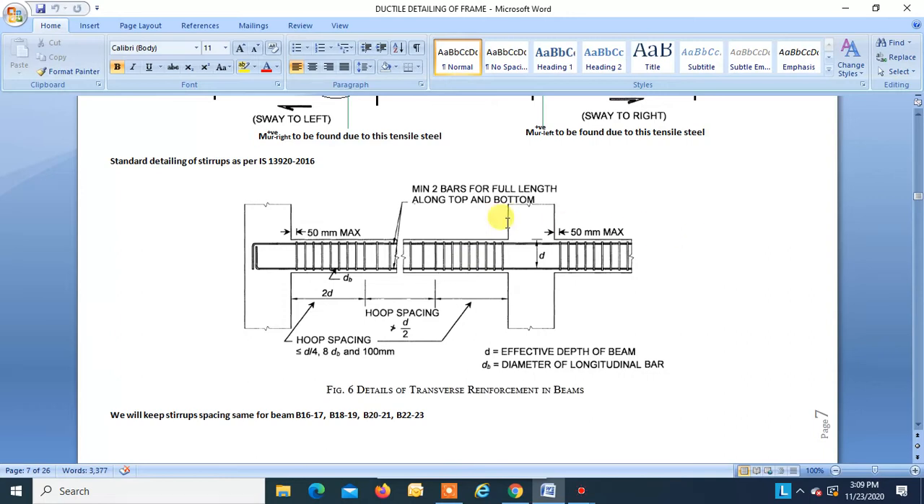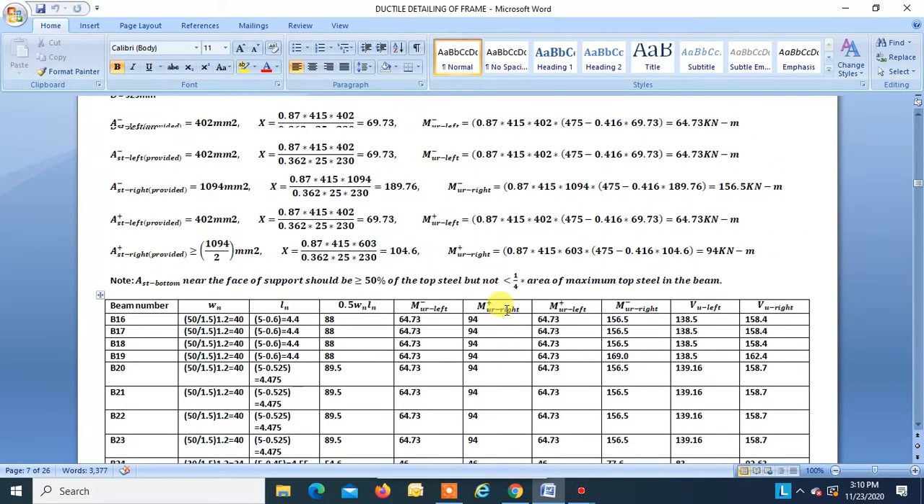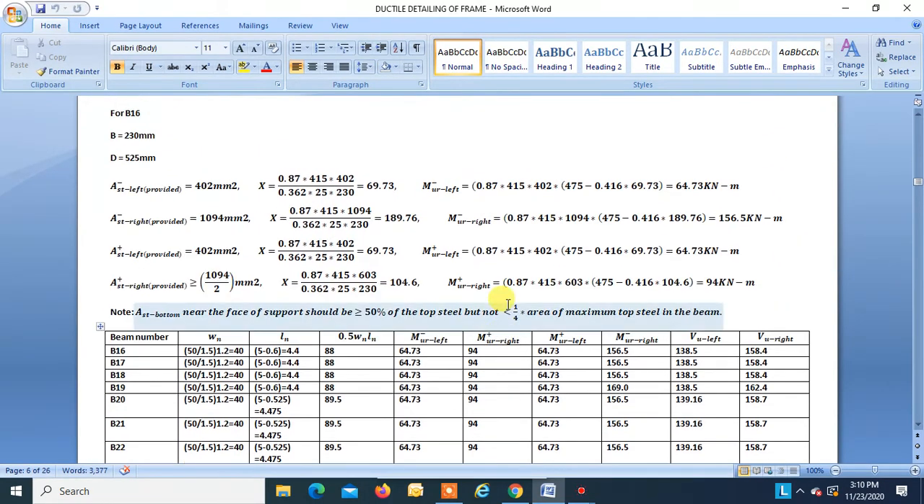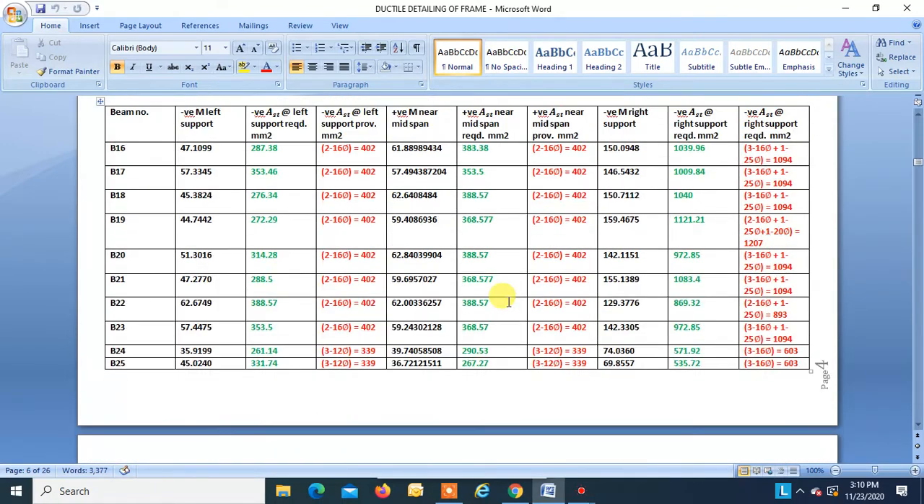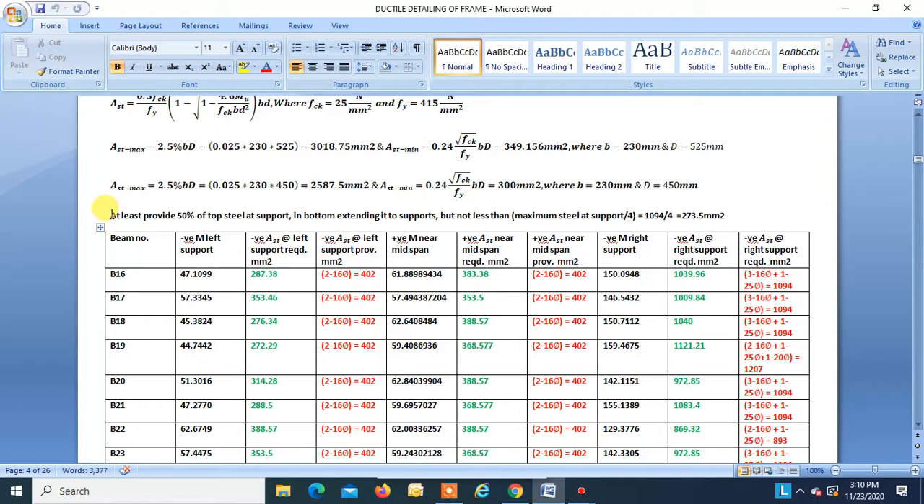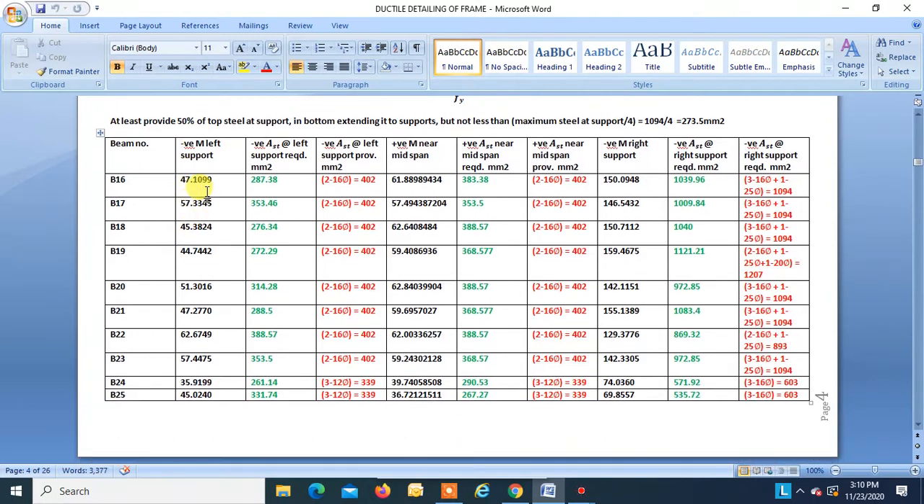This is the standard detail given in the code. So this is the top steel. At the support the moment is going to be hogging, so the tensile steel will come at the top. The code says at least 50% of this steel has to be provided at the bottom, which should be extended into the column. But this 50% should not be less than the maximum top steel in the whole beam divided by 4. So that is what this clause tries to explain.